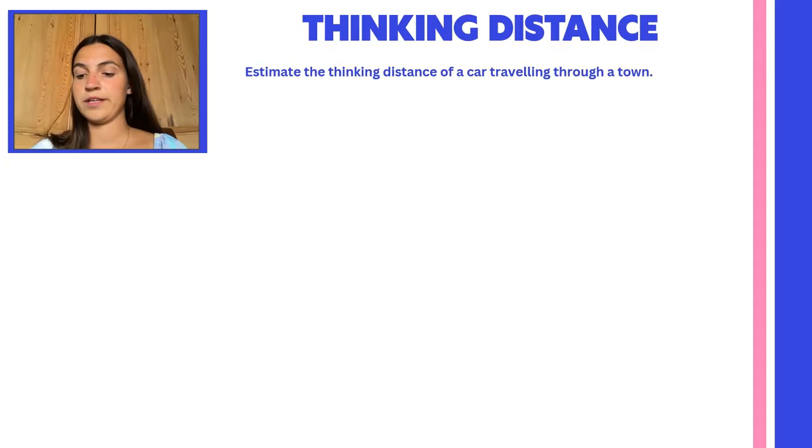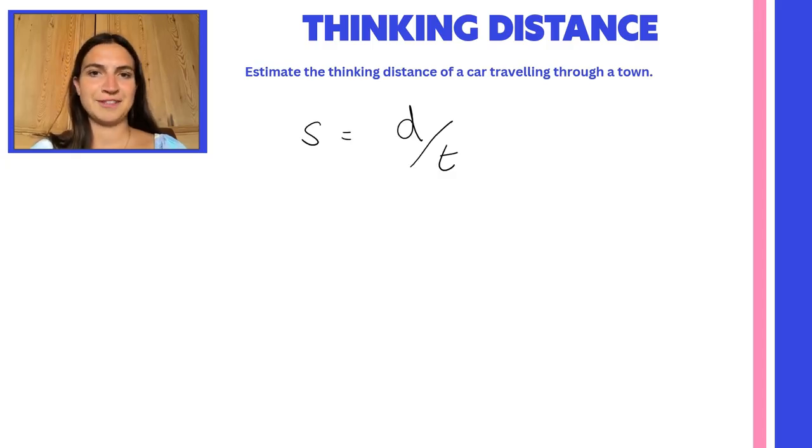So I need to know what equation I'm using, and I am of course using speed equals distance over time, or if I rearrange it for what I need, which is my distance is my speed multiplied by my time. Okay, so what is my speed and my time?